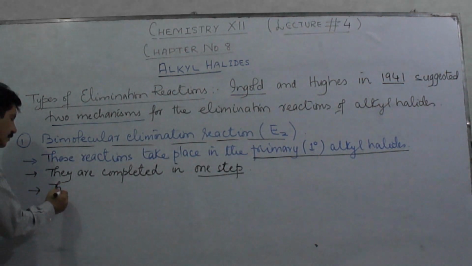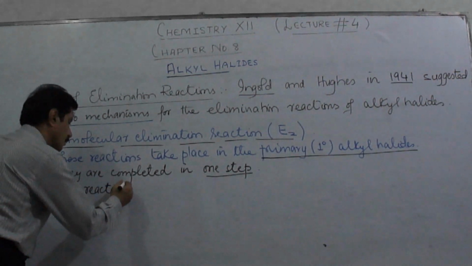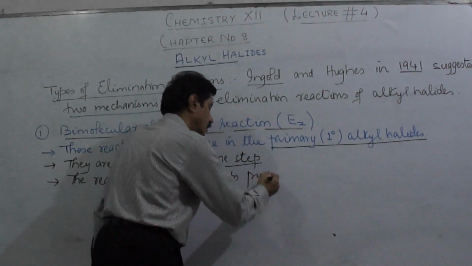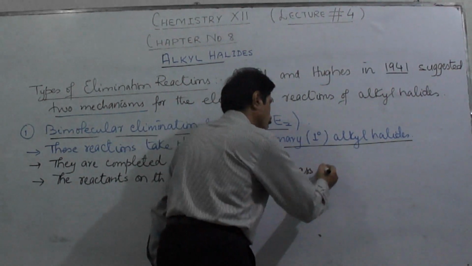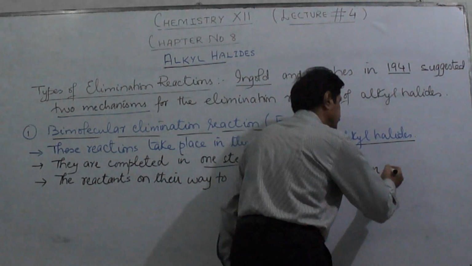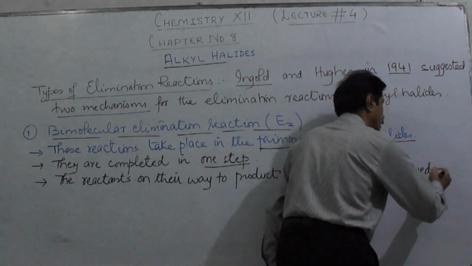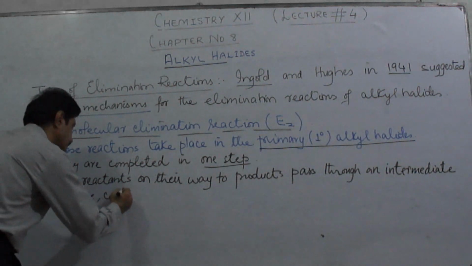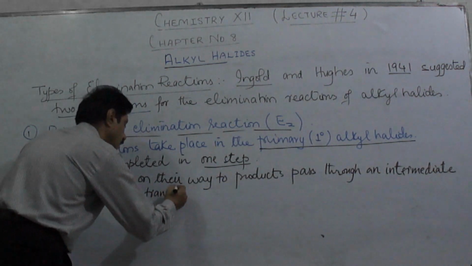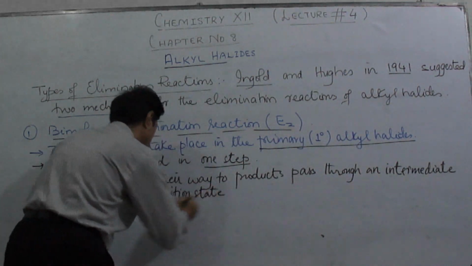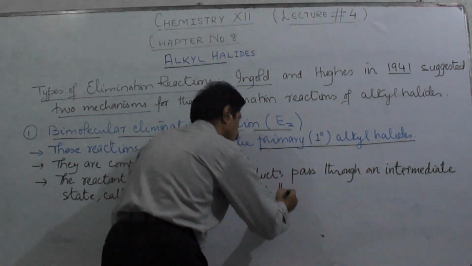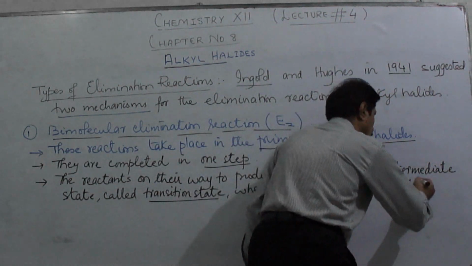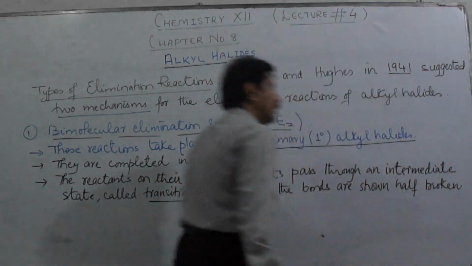Third one, the reactants on their way to products pass through an intermediate state called transition state, where the bonds are shown half broken and half formed.